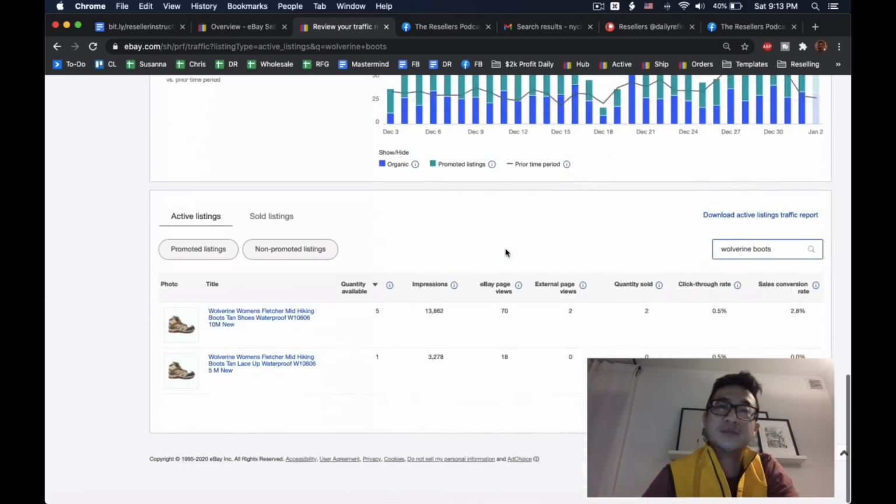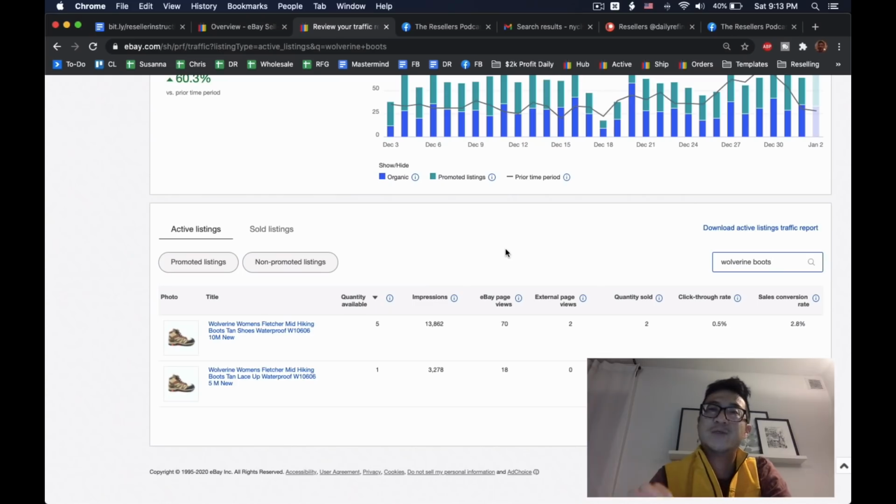When you scroll down, you can actually search and look for each specific item. This is massive. I'll give you guys an example of some Wolverine boots that are in my store. This will give you a clue as to what's going on. Some people say eBay's not giving me views, not giving me traffic. That's not true. Usually what they're doing is giving you an appropriate amount of impressions depending on how popular that item is. So here is the exact same shoe.